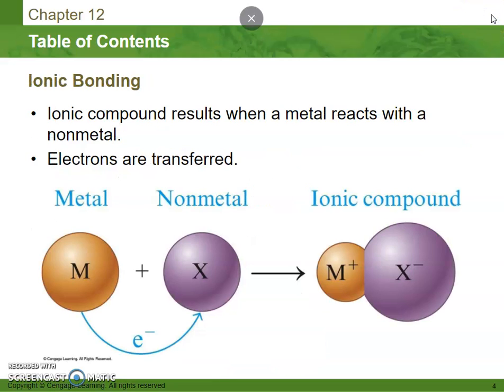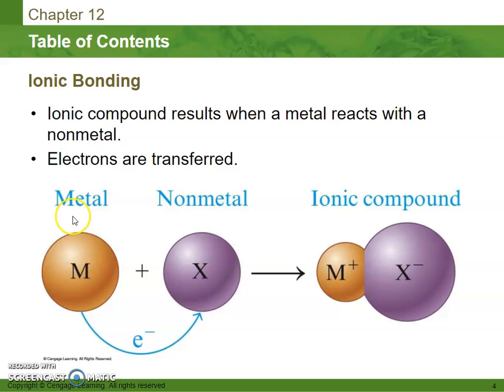Ionic bonding is done between a metal and a nonmetal. If you don't have a metal and a nonmetal, you do not have an ionic bond. You got to have one of each. And the way that this works is the metal gives an electron to the nonmetal. The electron is completely transferred.